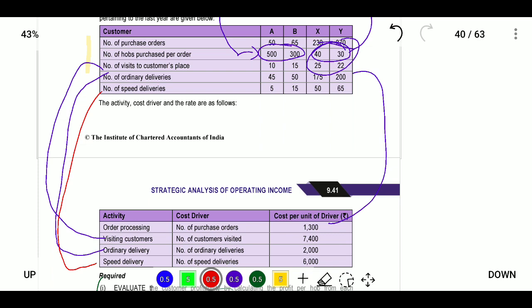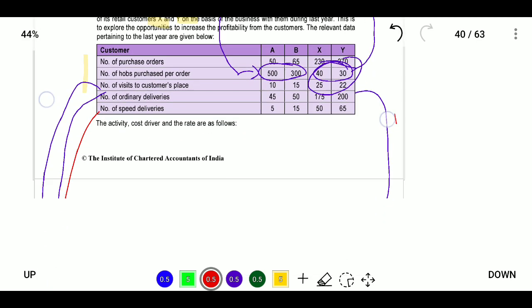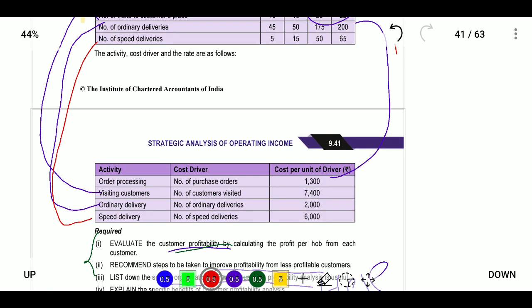So what we get is the sales value, discount value, and net sales, the net proceeds, and we have the cost, which is 600 rupees. For that we get the expenditure here. So we have got the profitability statement.